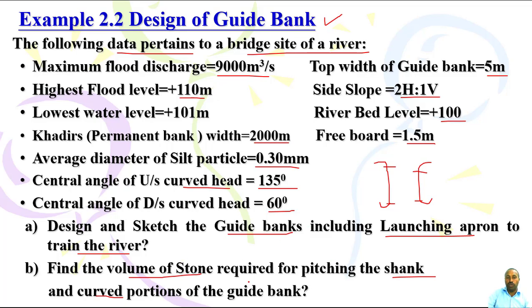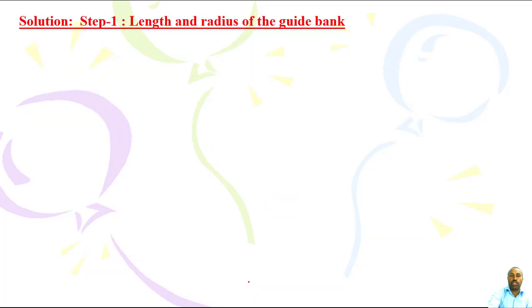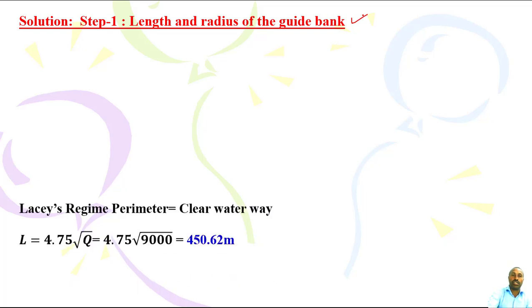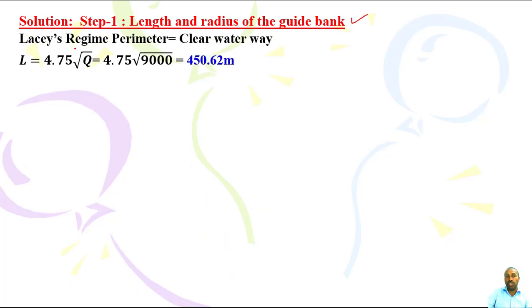So find the volume of stone required for pitching the shank portion. So step one, length and radius of the guide bank. This is the first step. What is the length? So according to Lacey regime parameter, the total length or clear waterway length is given by 4.75 square root of Q, for a small alluvial river. So 4.75 square root of Q will be this one.